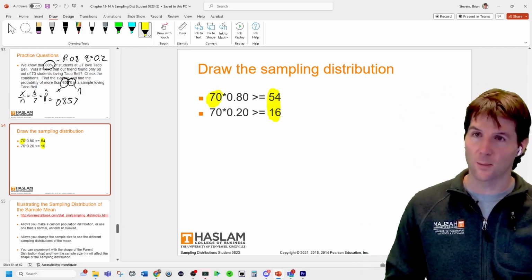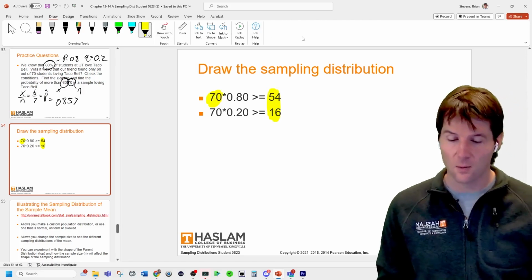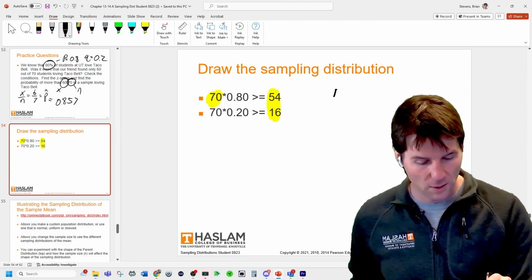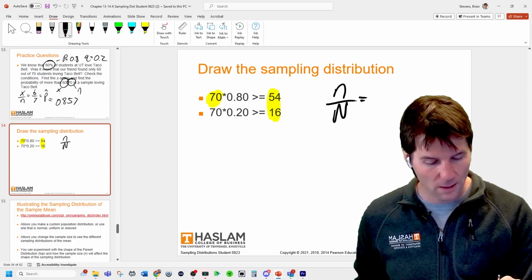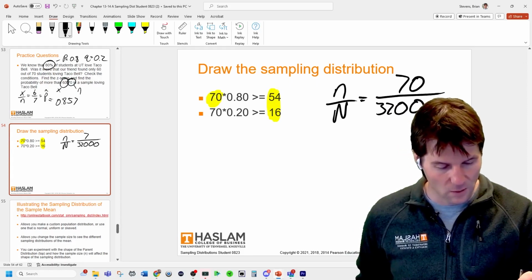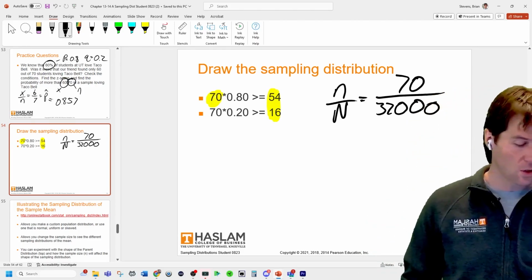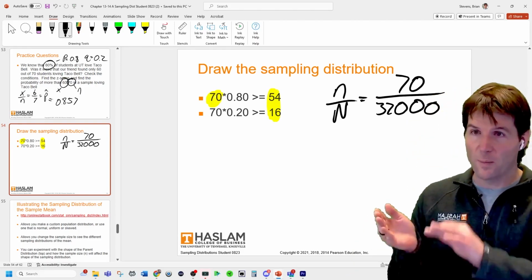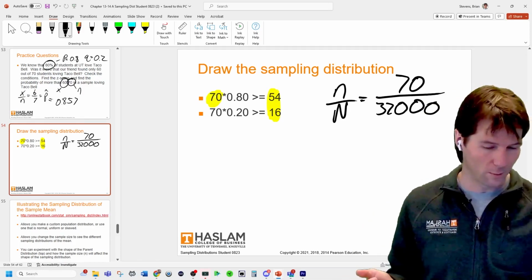Also, did we sample less than 10% of the students at the University of Tennessee? We can do our check on that. We do n over capital N, and we've been assuming there are 3,200 students, and 70 is way less than 10%. So this means we can use the normal. By passing the conditions, you can draw your normal now.